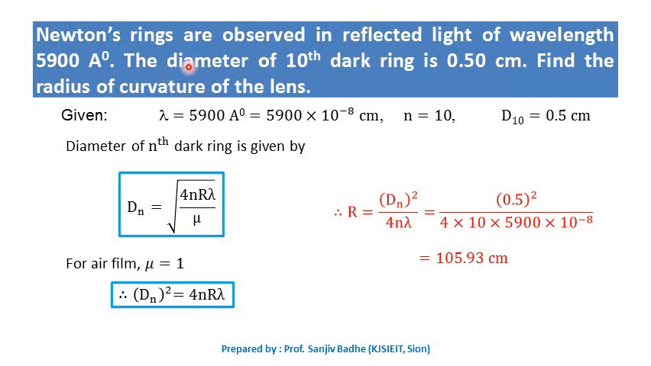Now here the nature of the film is not mentioned, so we will assume it to be an air film, and for air film the refractive index can be taken as 1. So our relation becomes dn square equal to 4 n r lambda. So we can calculate the radius of curvature of the lens by using r equal to dn square upon 4 n lambda. Dn is given to us as 0.5 centimeter, n is 10, lambda is 5900 into 10 raised to minus 8 centimeter. By substituting all these values, the radius of curvature of the lens can be calculated using the calculator, and it is found to be 105.93 centimeters in this case.